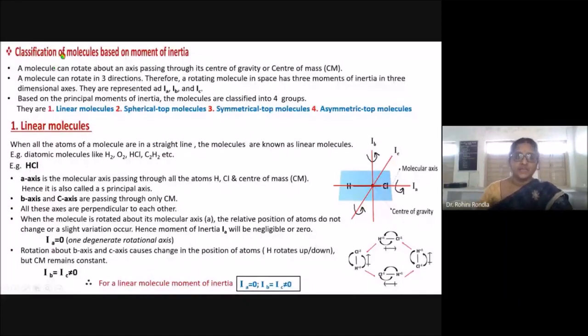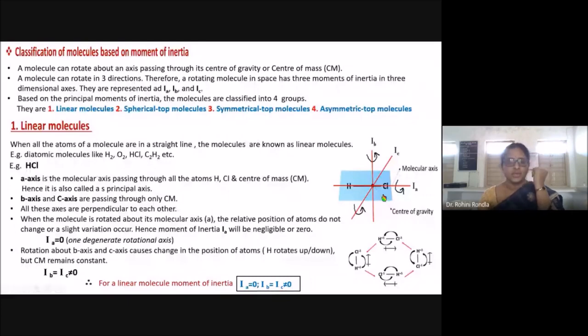Classification of molecules based on moment of inertia. See this first point: a molecule can rotate about an axis passing through its center of gravity or center of mass. For example, take this HCl. This is the center of mass.